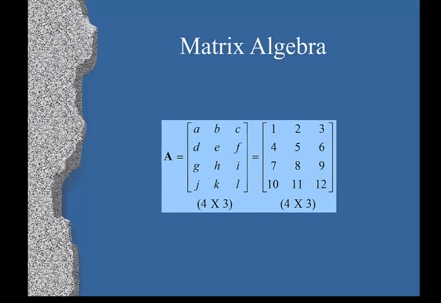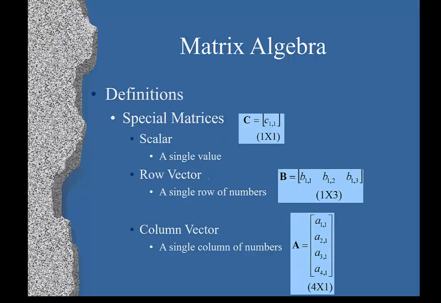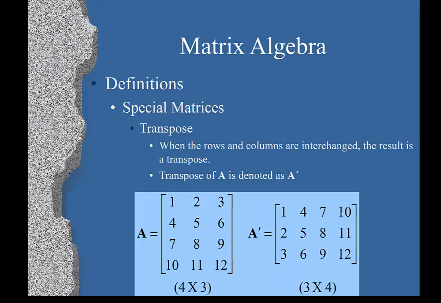So we're going to do matrix algebra on this. This is an example, a 4 by 3 matrix A. Some more definitions: a special matrix with a single value is a scalar, and then you've got a row vector and a column vector. A transpose of the matrix is when the rows and columns are interchanged. So this is called a transpose. We turn this 4 by 3 into a 3 by 4.